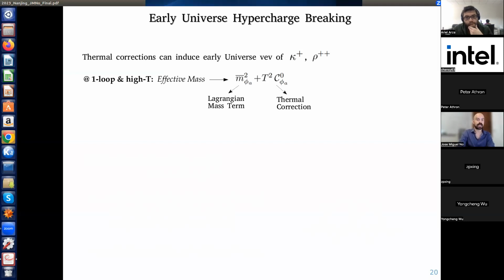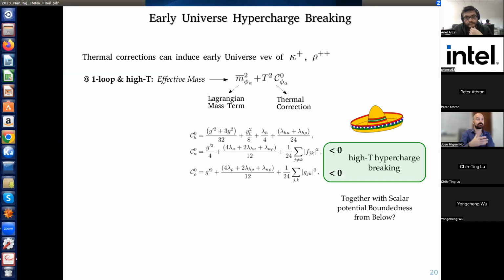So then one can study what the regions of parameter space are in the Cheng-Babu model, for example, where this happens, where you induce an early universe VEV for either of these two. This implies studying the effective mass for these fields at high temperature. So again, the T-squared corrections: computing the leading order thermal correction to their bare mass, and seeing what the sign of this coefficient is.